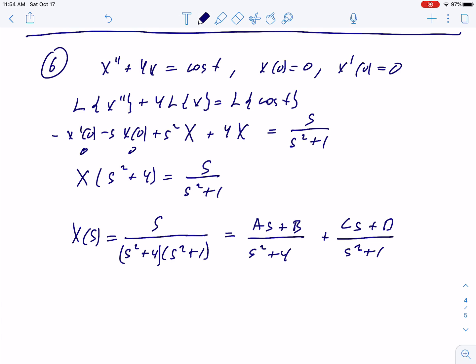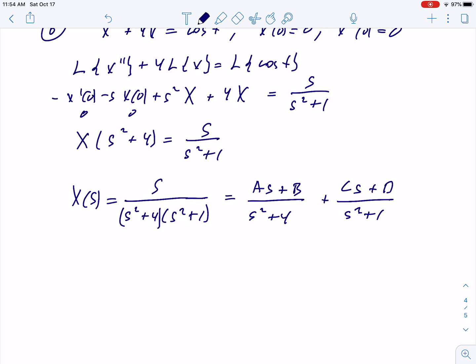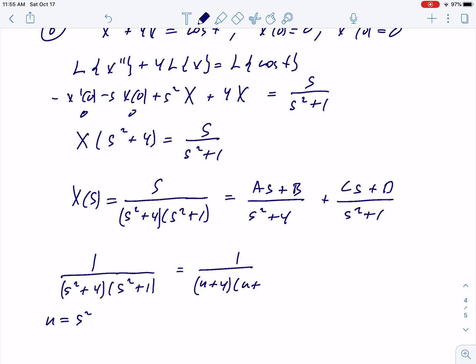Now I want to show you a shorter method. So we shall just take first 1 over (s squared plus 4)(s squared plus 1) and break this in partial fractions. Because only s squared appears here, I can use the substitution called s squared equals u. So this will be 1 over (u plus 4)(u plus 1). Now I shall work with u like in the previous example, and then go back to s squared.